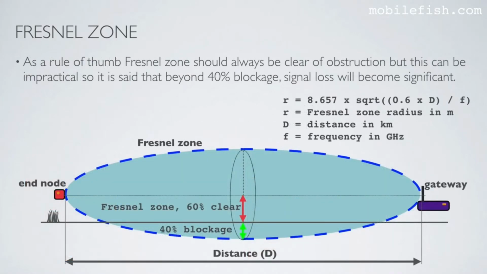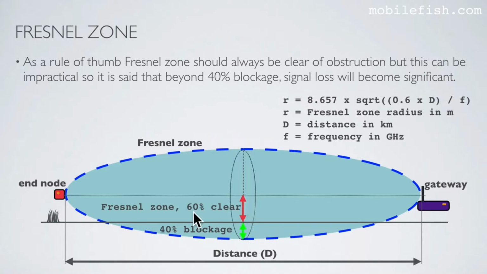As a rule of thumb, Fresnel zone should always be clear of obstruction, but this can be impractical, so it is said that beyond 40% blockage, signal loss will be significant. So this area represents a Fresnel zone which is 60% clear, and this area represents a Fresnel zone with a 30% blockage. This means you can have objects within this 40% blockage area.